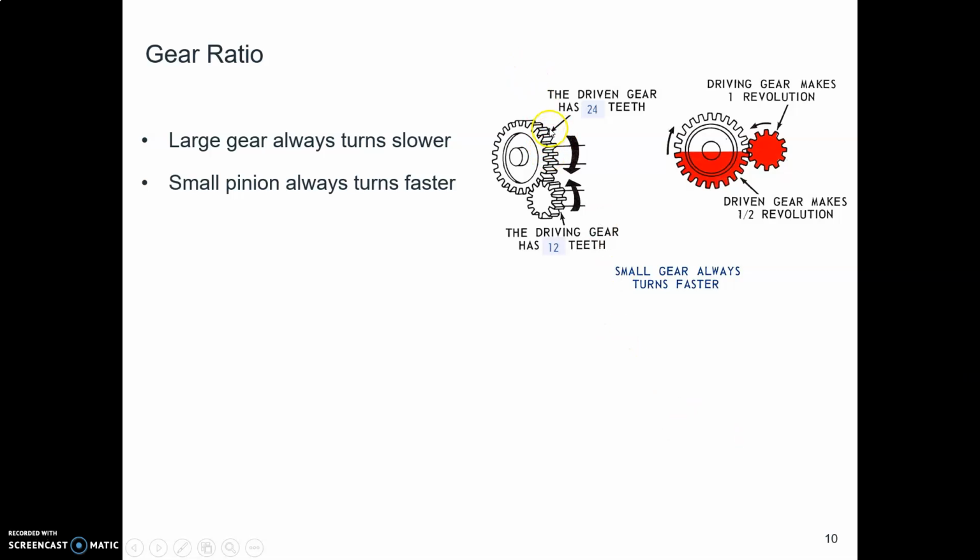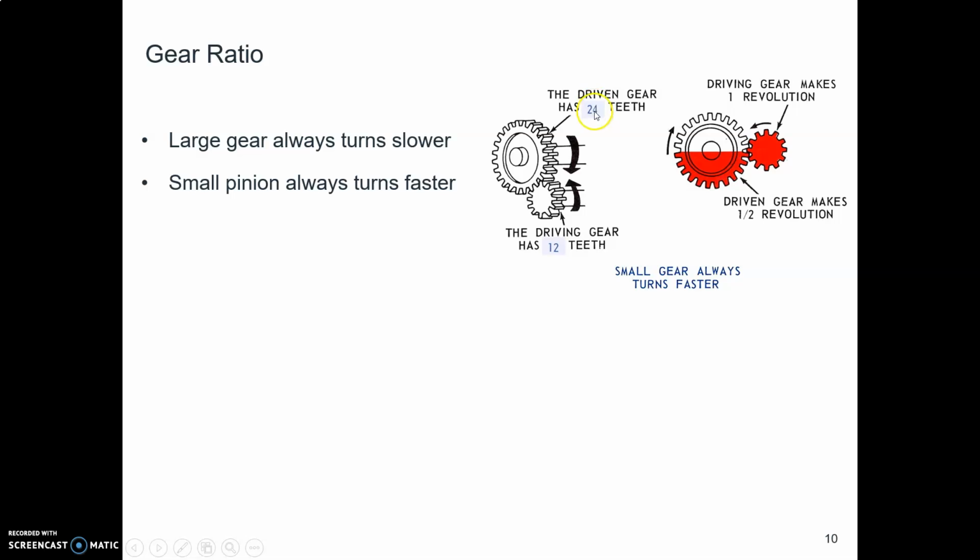Here is a gear train where the big gear has 24 teeth and the smaller pinion has 12 teeth. So now look at this picture on the right. When the smaller pinion goes all the way around a full circle, 12 teeth have gone around. But 12 teeth going around on the big gear is only half of the gear. So the little one goes all the way around when the big one only goes half the way around. The small one goes faster.